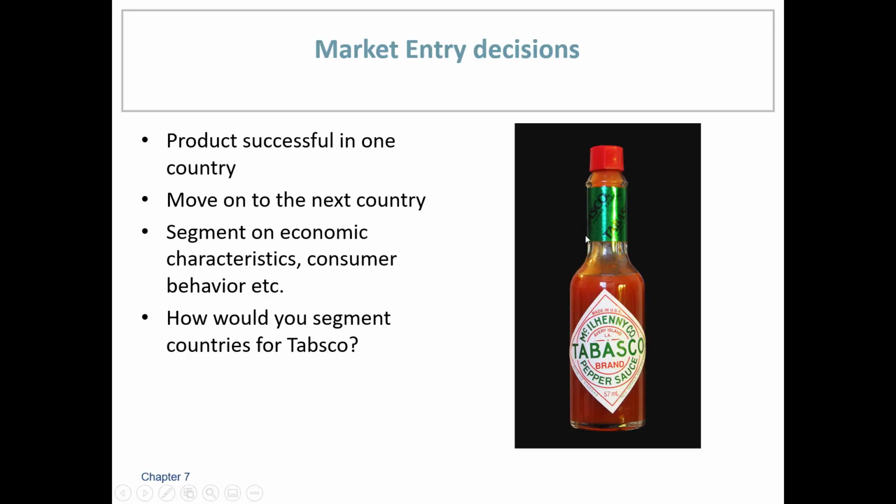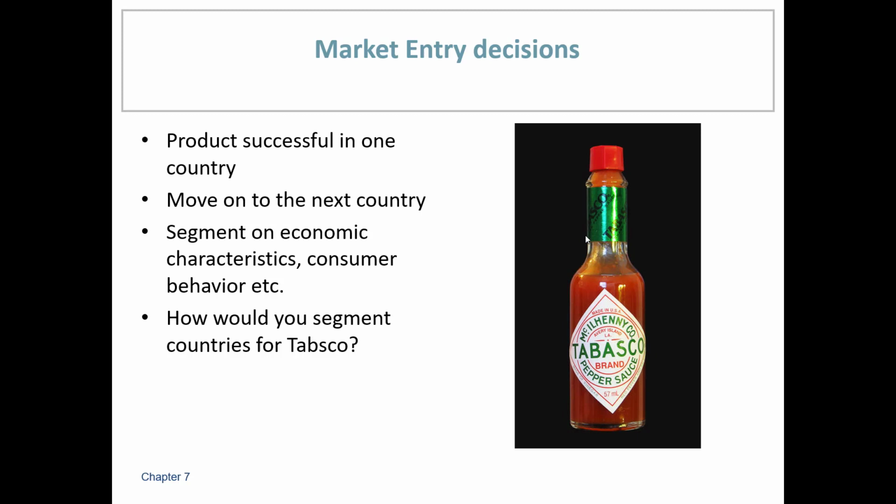Okay, so market entry decisions. It's a little bit like I described before. Your product's successful in one country, you move on to the next country. And you want to segment your countries based on certain characteristics relevant to your product. We're always going to have general economic characteristics, what we talked about in chapter 2, for example, competitiveness and corruption and things like that.